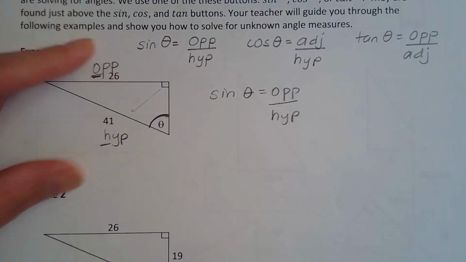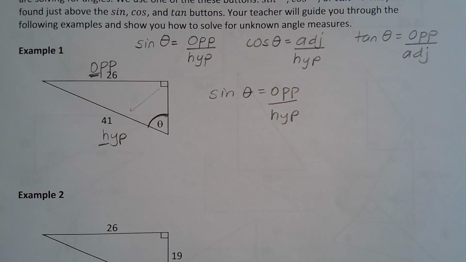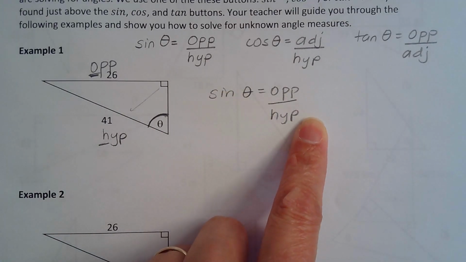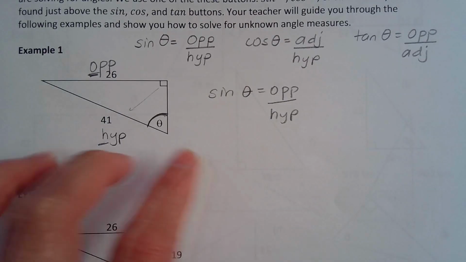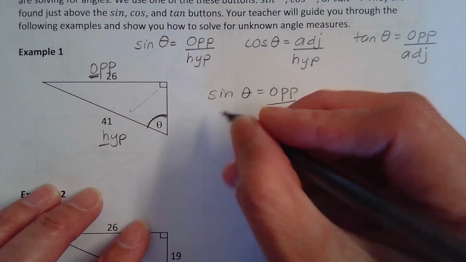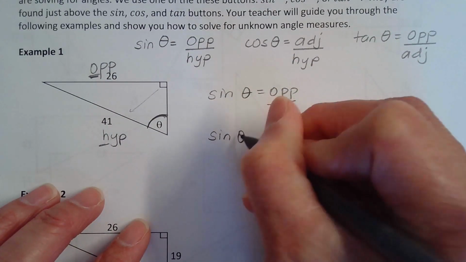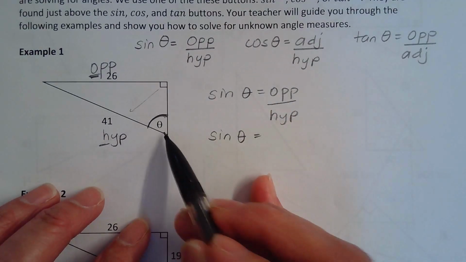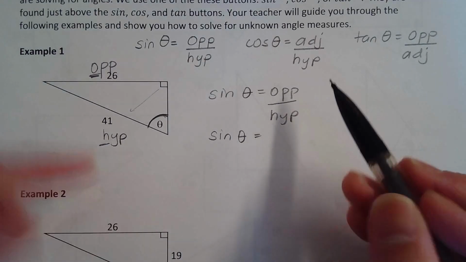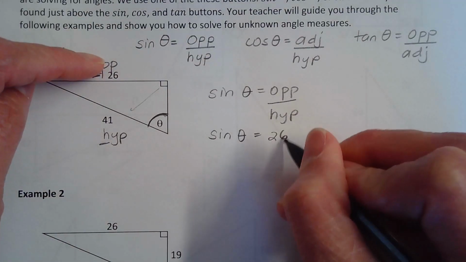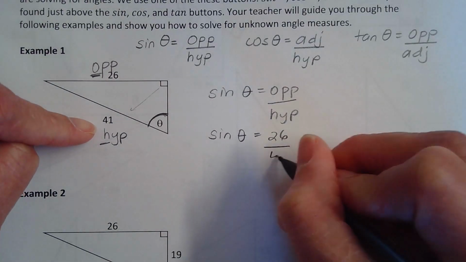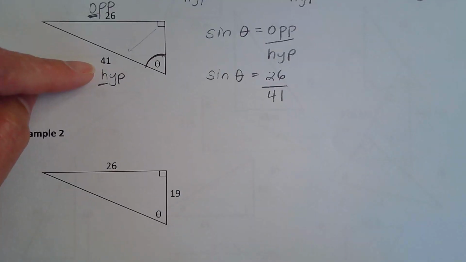Okay, so we first labeled the triangle. We've now figured out which formula to use. In this case, it's sine. And then the next step is for us to substitute the values in. So sine theta, because we don't know what theta is, equals opposite. What's my opposite side? I'm gonna replace it with 26 divided by hypotenuse. How big is the hypotenuse? 41. Okay, good.